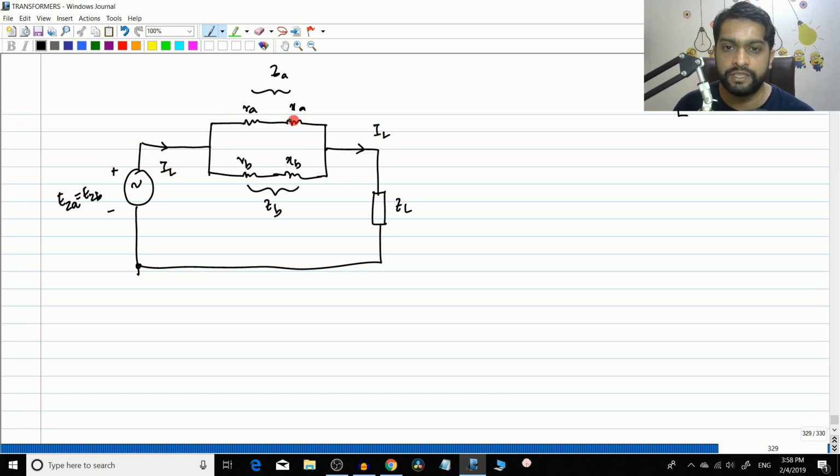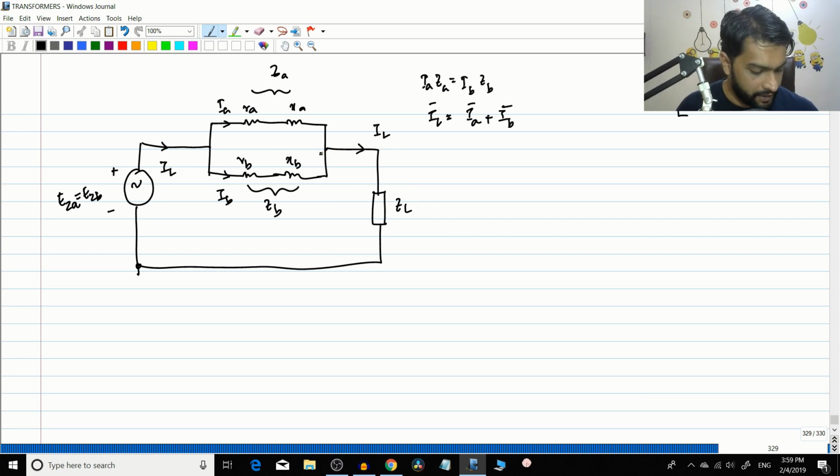Now the current through this element will be IA, right? And the current through this element is IB. So IA ZA is equal to IB ZB. Now see, these are parallel connections, right? So that is what we have fulfilled here. IA ZA is equal to IB ZB. And the IL vector will be equal to IA plus IB. So these are the basic things that we have derived here.